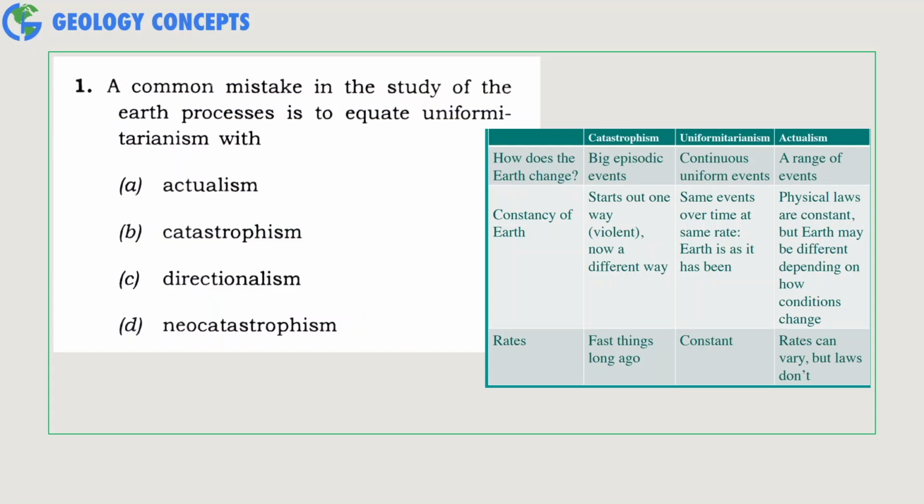As per uniformitarianism, Earth has evolved through continuous uniform events which are the same in the past and occur at the same rate. If we see the actualism principle, Earth has evolved through a range of events where the physical laws of these events may be constant, but the rates may have varied. The catastrophism principle relies on big episodic events which significantly differ from the principles of uniformitarianism. Hence, actualism is more closely related to uniformitarianism and often mistakenly equated with it. So, the correct answer of this question will be option A, actualism.